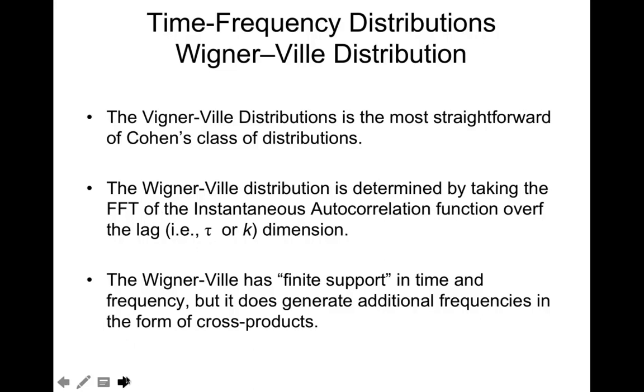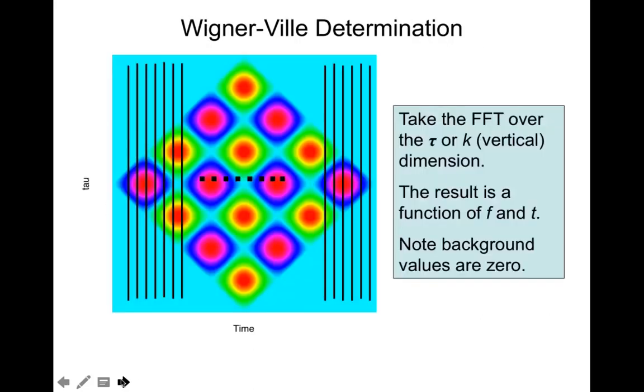So let's just go and look at what this looks like. Basically we have this instantaneous autocorrelation, and now what we're going to do is take the FFT over the vertical dimension, so we're taking it over the tau dimension. Basically we're doing an FFT here, here, here, and so on, and the result of that will be a function of frequency and time.